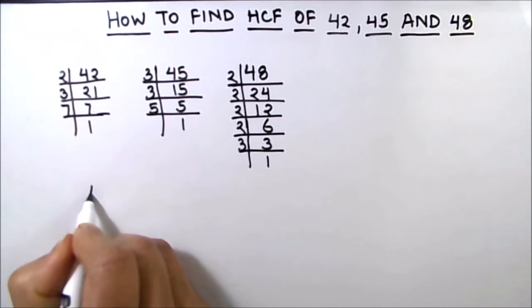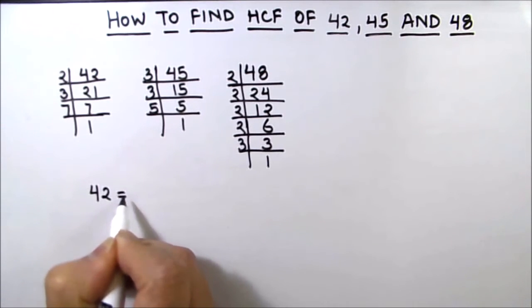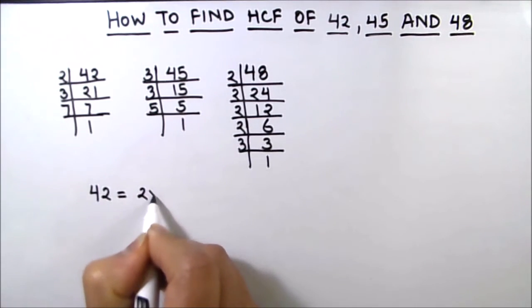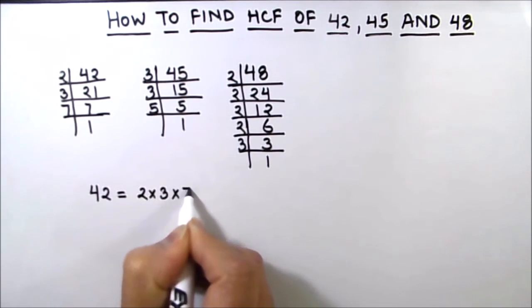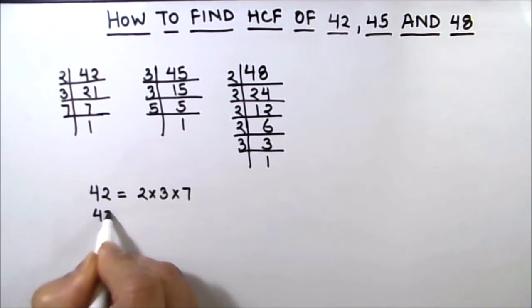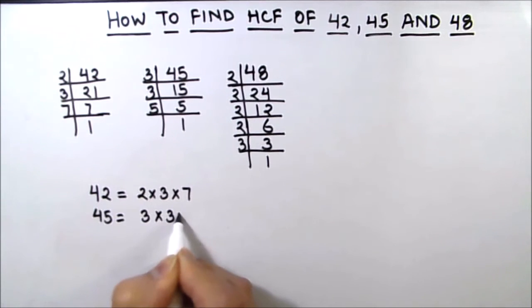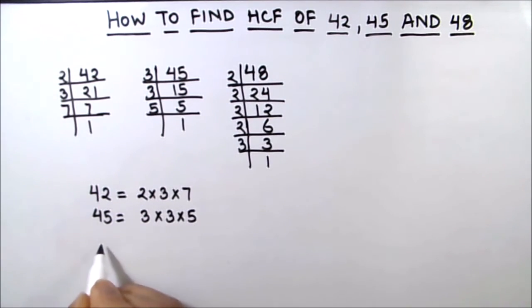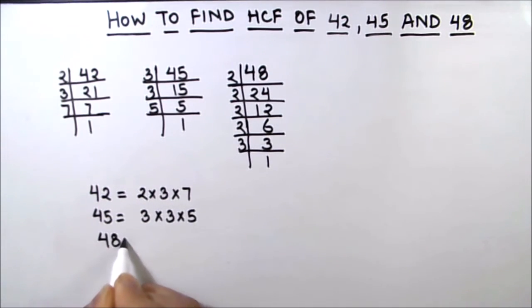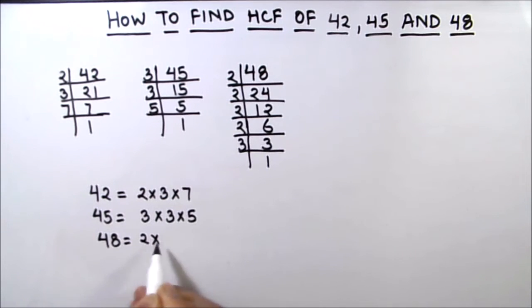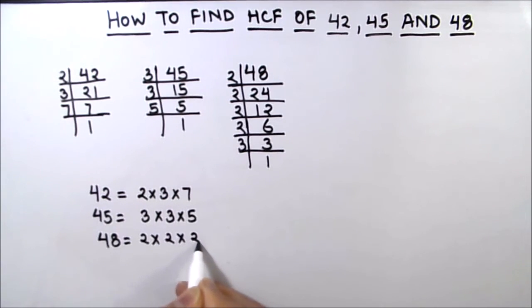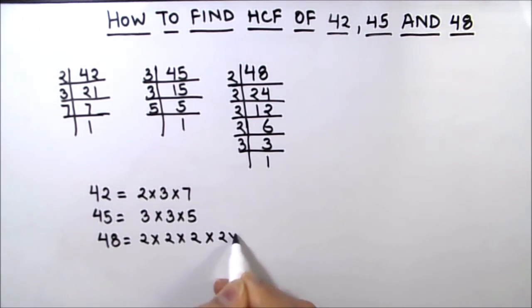Let's write the factors of the three numbers. So 42 is 2 times 3 times 7. 45 is 3 times 3 times 5. And 48 is 2 times 2 times 2 times 2 times 3. These are the factors of all the three numbers.